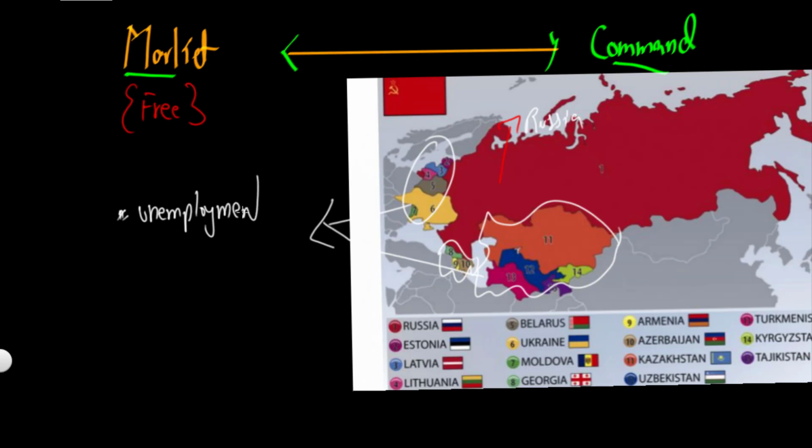When you move from command to market, command to free, you are giving ownership to private individuals who will try to maximize profit. And when they try to maximize profit, they will lay off all workers who are unessential, who are not needed. So you will have large-scale unemployment, which was seen in these countries when the Soviet Union collapsed. There was extreme large-scale unemployment in all of these countries.